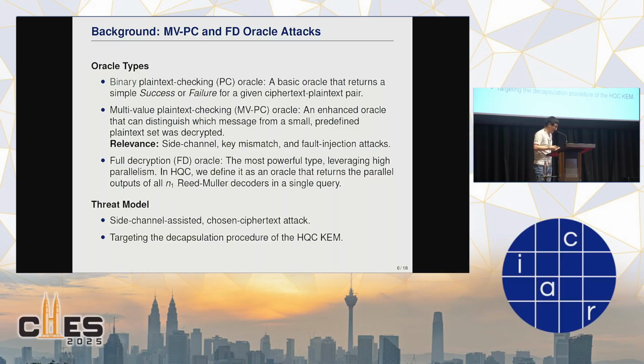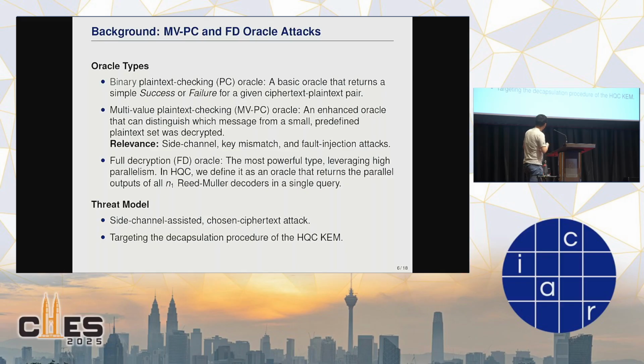So the most powerful type in this class is the full decryption oracle. It has this high parallelism. In Kyber, you can think of the full decryption oracle as just outputting the full messages. But in HQC, we define it as an oracle that returns the parallel outputs of all N1 Reed-Muller decoder outputs in a single query. So if you think of Kyber decryption as concatenated coding, where the outer code is the identity code, then you can unify these two viewpoints.